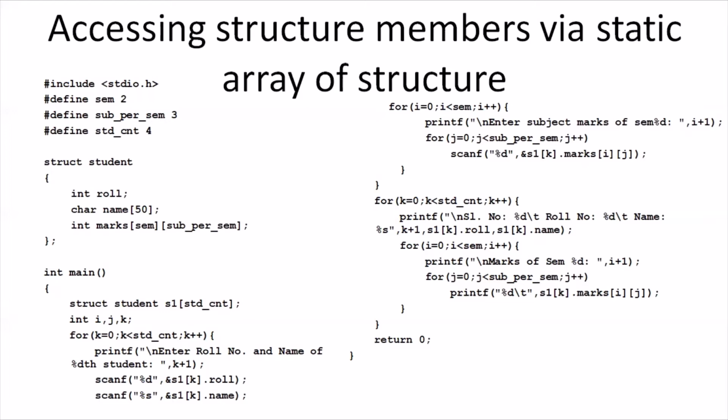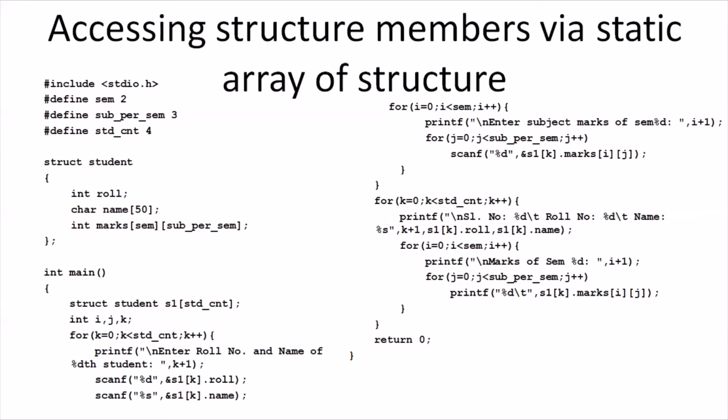Therefore, for each student, when we take the value of roll number, name, and marks as input from the user, we can simply write ampersand S1 of k, indicating the kth cell of the array S1, followed by dot roll, dot name, or dot marks, indicating which particular member of the structure we want to access.